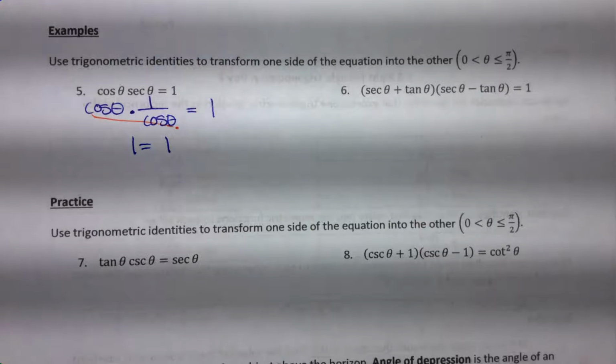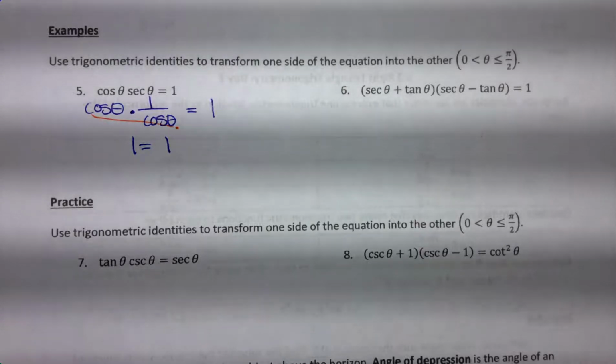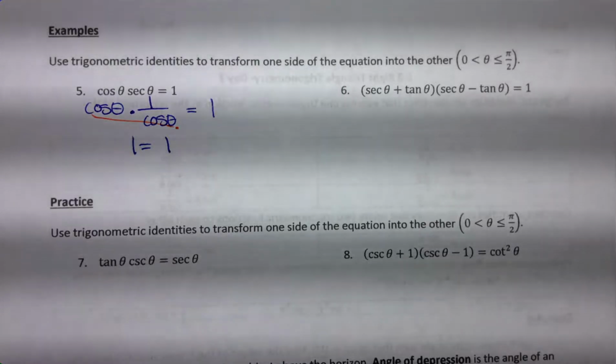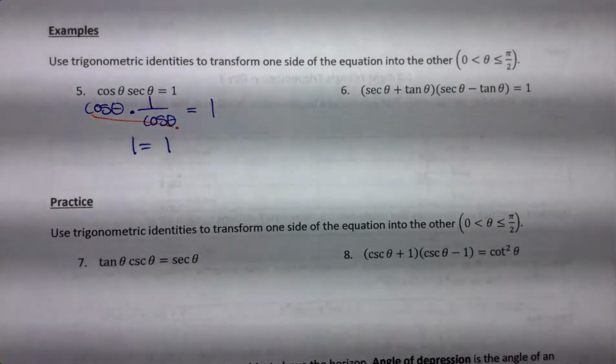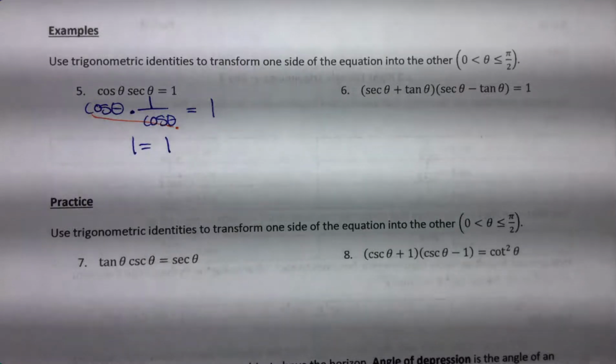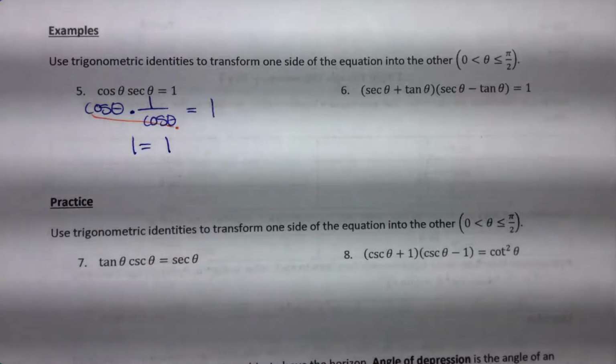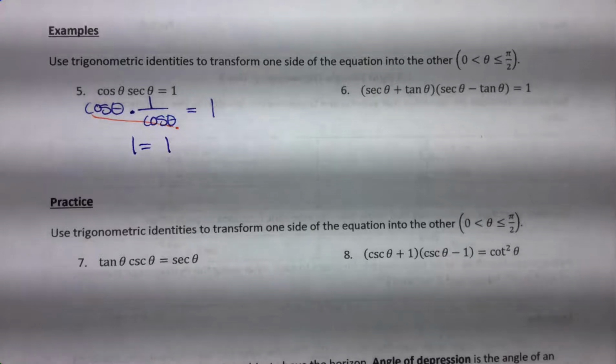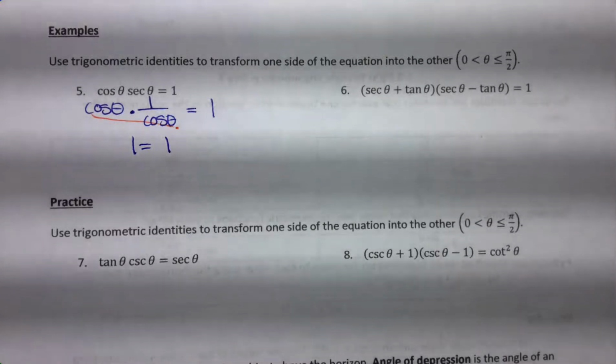Whenever I'm transforming one side of the equation, or verifying, as it may be called, the answer is all of my work. There is nothing to box here, because my work is all of my steps showing me how I get it to equal the other side. So that is my final answer for number 5.